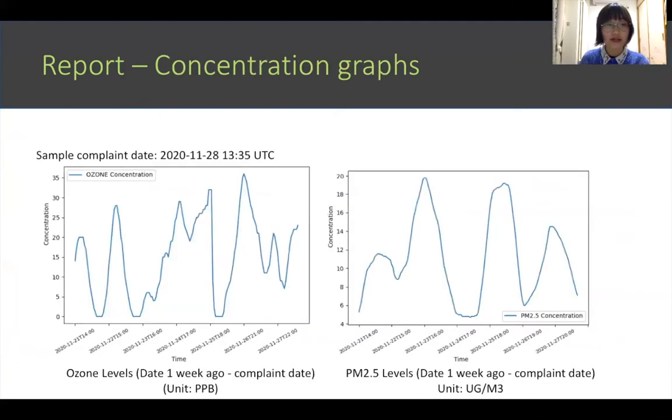And the third element is the time series plot for the pollution concentration in the past week for ozone and PM2.5 separately. By looking at the variations, the users could have a better understanding of the air quality near the reported location. As we could find, there are some prominent peaks and fluctuations in the graphs, which may provide potential evidence for the pollutant-related issues reported.